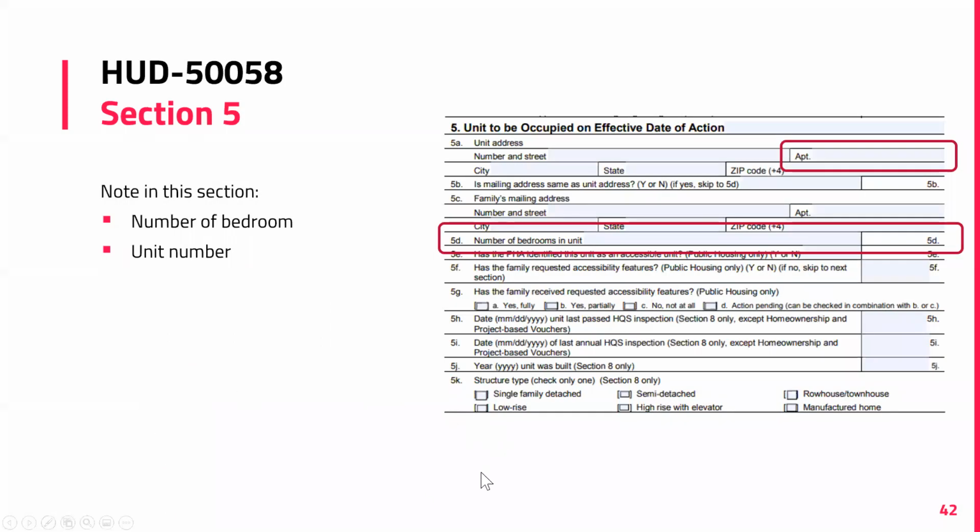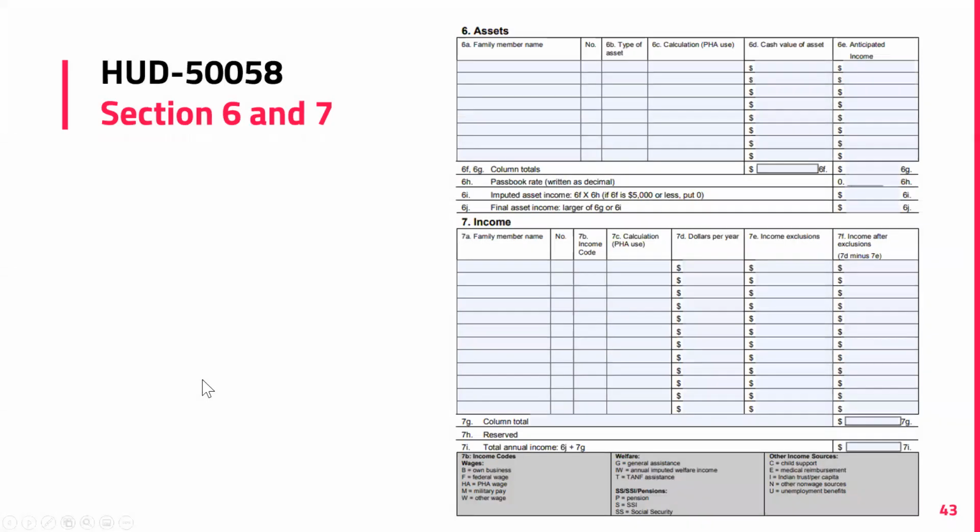Let's look at section 5, a pretty easy one, just general information on the unit. Make sure you note the apartment number and the number of units to make sure these match the rest of the information in the file. Section 6 and 7 is just the asset and the income information.